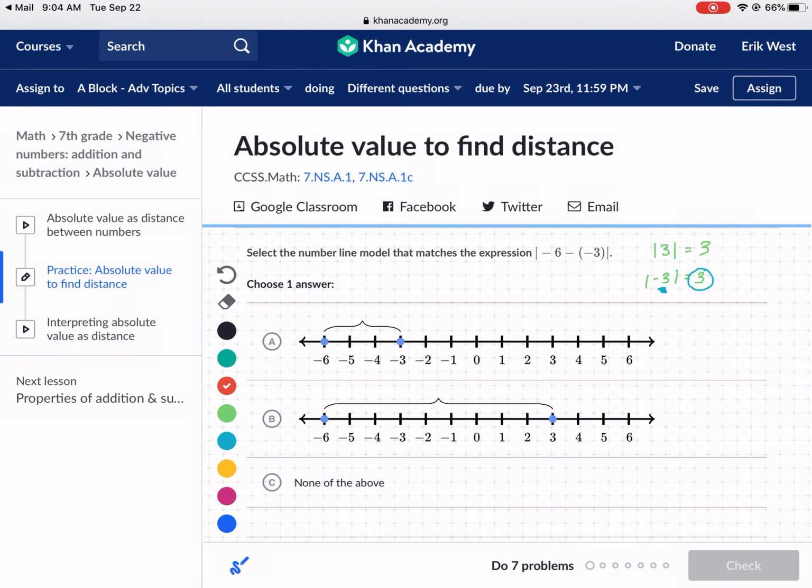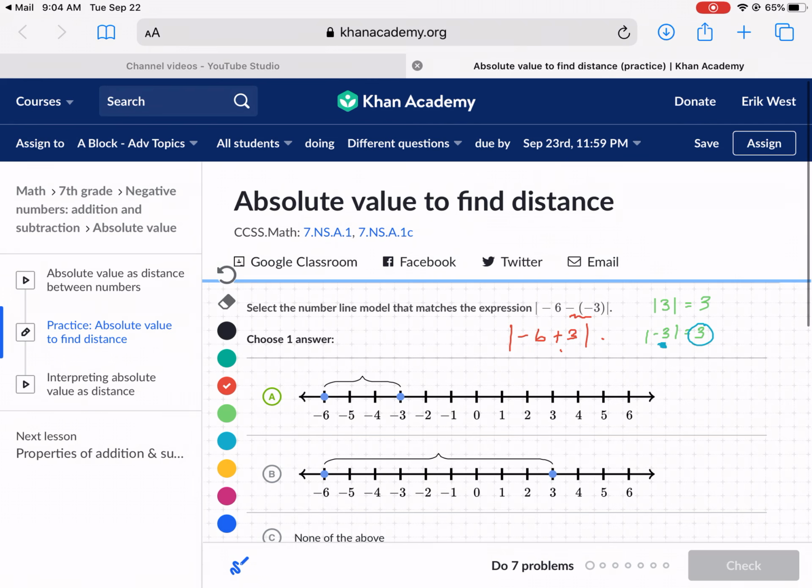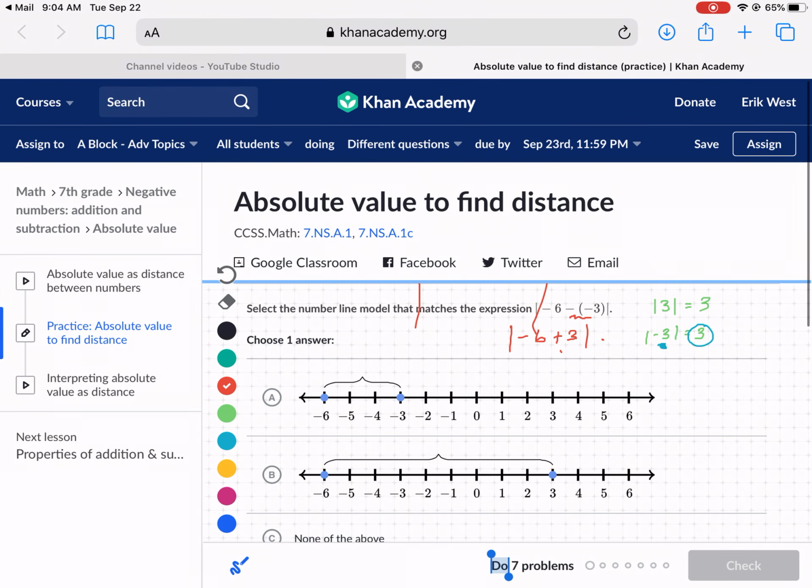Now we're going to apply it to some other situations. Here we see, select a number line model that matches the expression |-6 minus -3|. I don't like it when there are two minus signs next to each other, so this is -6 minus a negative, which is the same thing as +3. What they want us to show is that we're traveling 3 units towards 0. So this is the overall distance from 0. We start at -6 and we're moving 1, 2, 3. That's what that +3 is, we're adding 1, 2, 3 to -6 to get a total of what?